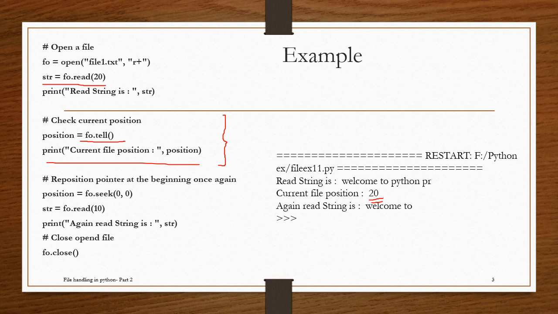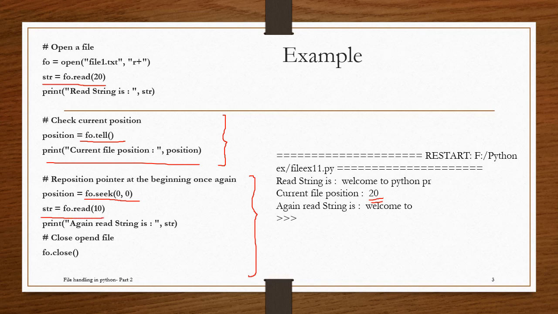Now we are repositioning the file pointer to the beginning of the file once again. For that I am using the seek method, where the first parameter is 0. 0 means it will point to the first character or 0th position of the file. And the second parameter 0 means that I am changing the position from the beginning of the file.